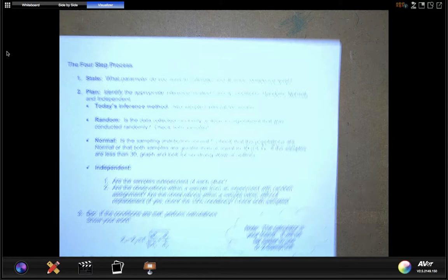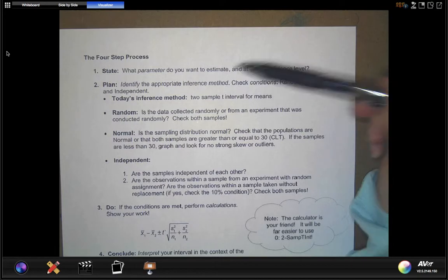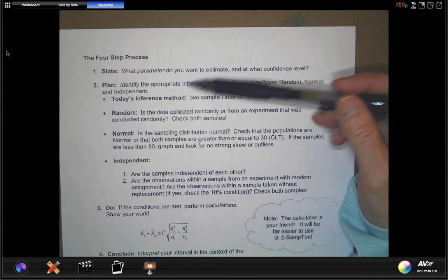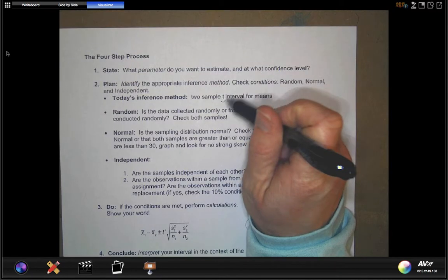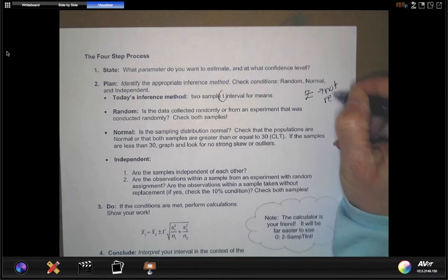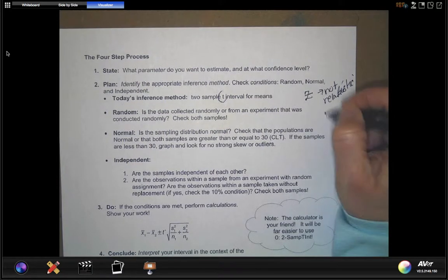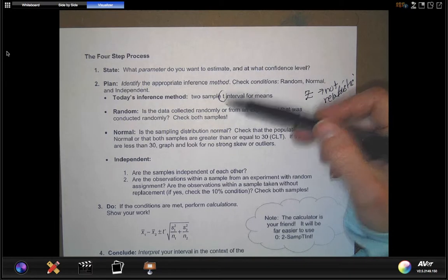Okay, the 4 steps here. You want to state, so what parameter do we want to estimate and at what confidence level? So we're doing the confidence intervals first. Identify the method. Today we're going to have a 2 sample t interval for means. Like I said, using the z is just not realistic because you need to know sigma, and often we won't know sigma if we're trying to estimate the mean, okay? So we're going to go with t.